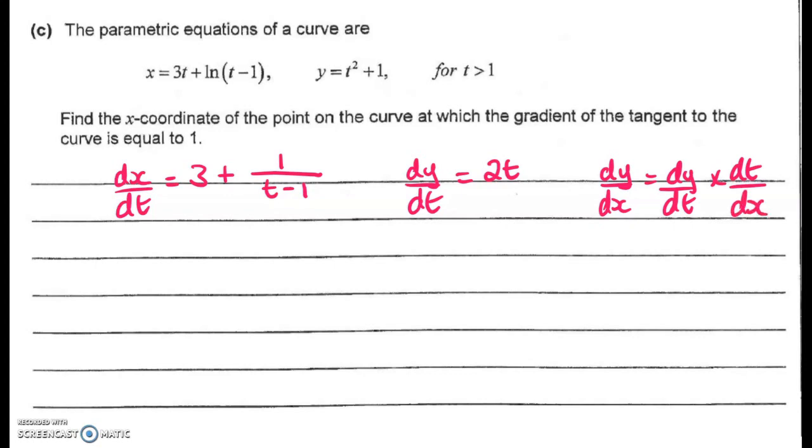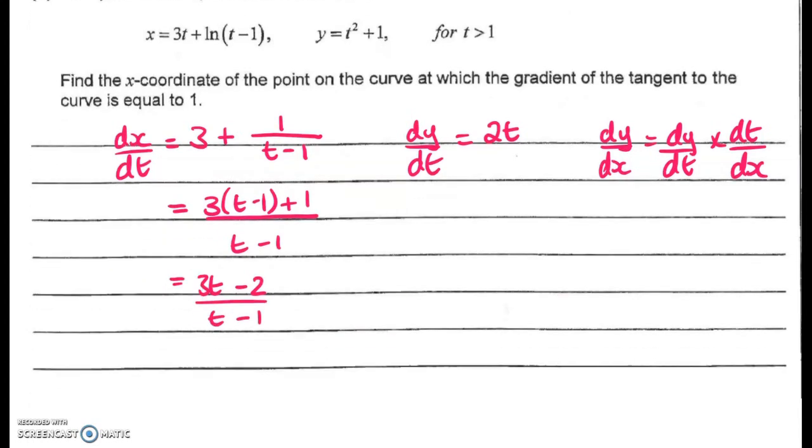Now, I'm just popping that up at the side, but not carrying on with that just for a minute, because this dx by dt at the moment is not in a form that we can easily flip it over to become dt by dx. I want to put that all into one fraction. So putting it over a common denominator of t minus 1, we would have to multiply the 3 by t minus 1 and then add on that 1. So that becomes 3t minus 2 over t minus 1.